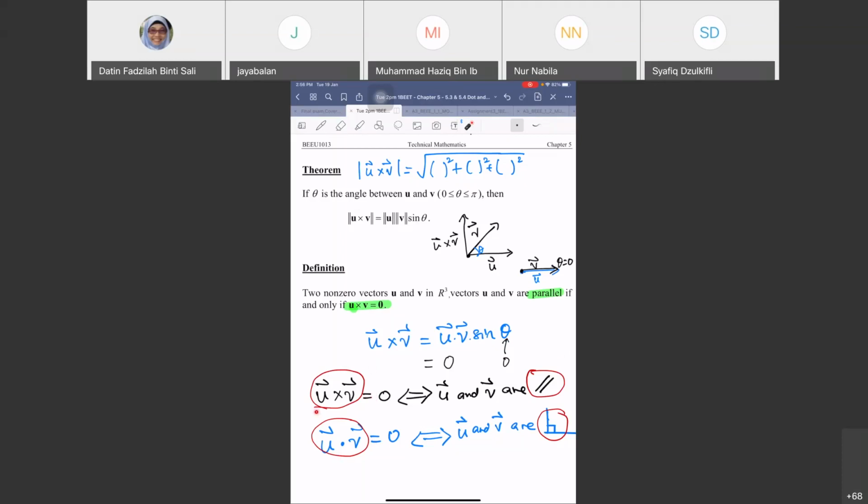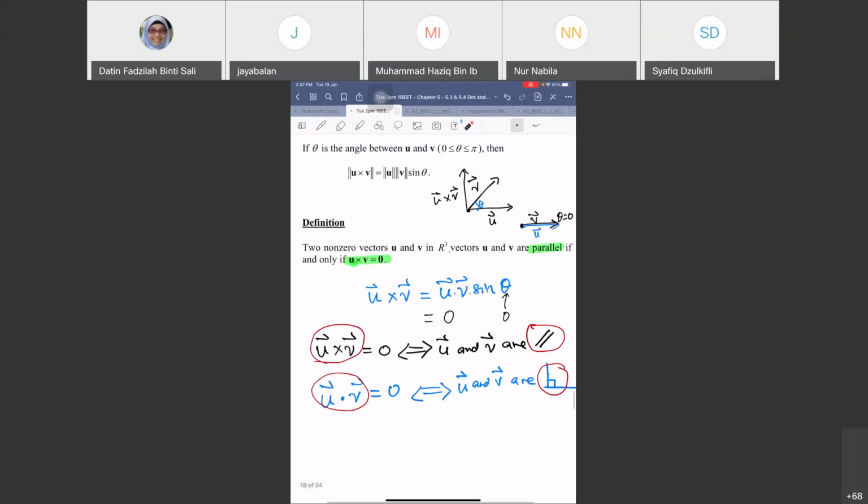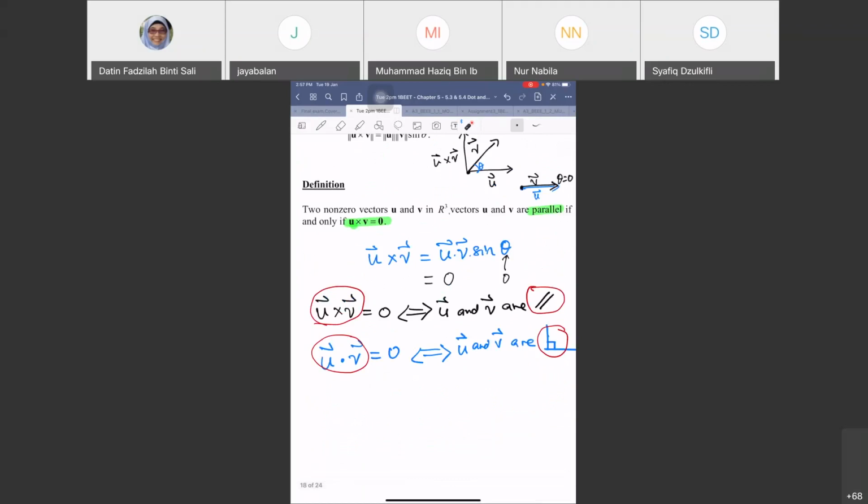Another way to say it, you must understand in your head that if it's talking about the cross product equals 0, that means the vectors are parallel vectors. Vectors parallel means they actually coincide, both vectors on top of each other. That is parallel vectors for u and v. But orthogonal means they make 90 degrees in between. So for orthogonal, the concept is dot product equals 0. Parallel is cross product equals 0. Any questions so far?